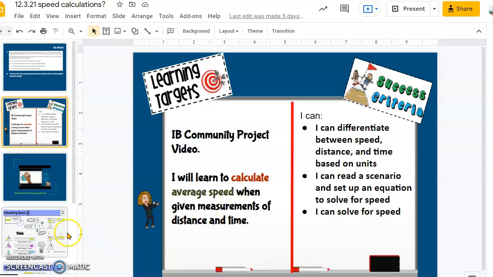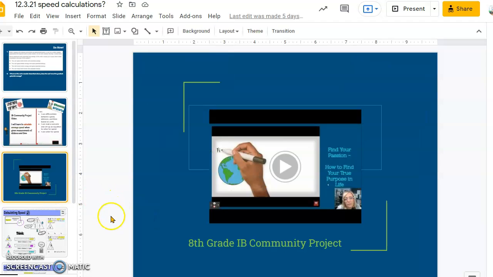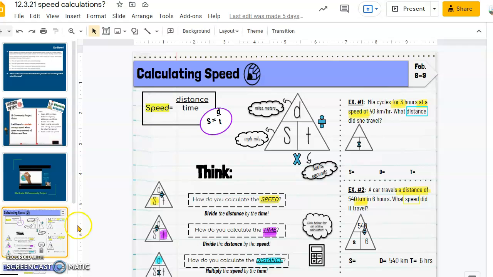So we're going to skip past the IB video. That is slide number 3. You can click on this, and it'll be contained within your slides here, and you can watch this. This is half of the launch of the IB project. The other half will be presented to you in social studies. So I'm going to skip to slide 4. And this is actually slide 9, I believe, in your notebook.